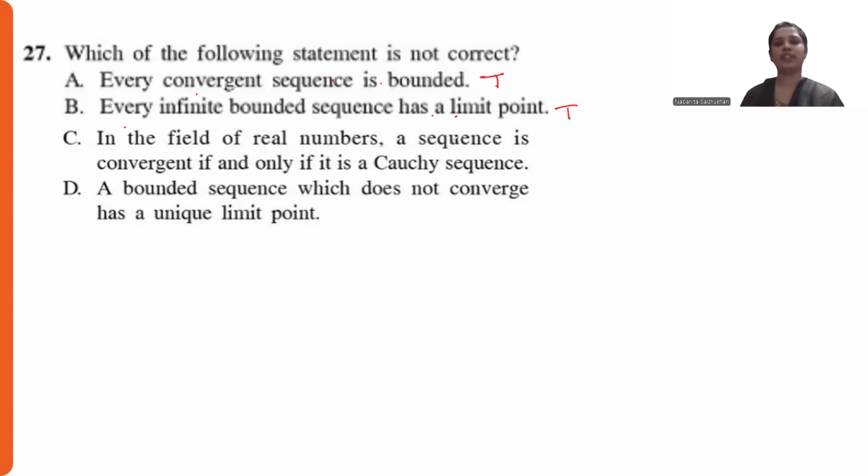In the field of real numbers, a sequence is convergent if and only if it's a Cauchy sequence. Yes, this is also true. A bounded sequence which does not converge has a unique limit point. This is going to be false because a bounded sequence which is not converging has to have more than one limit point. Okay.